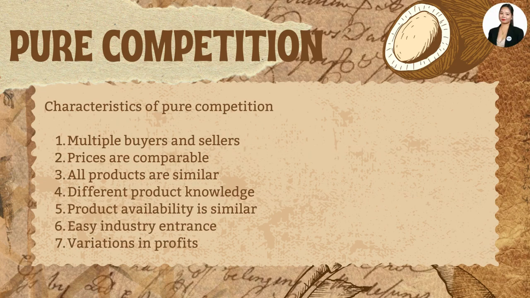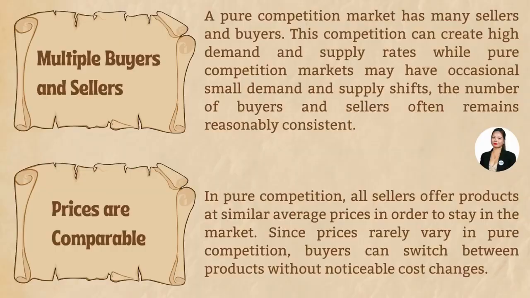Some characteristics of pure competition include multiple buyers and sellers, prices are comparable, all products are similar, different product knowledge, product availability is similar, easy industry entrance, and last is variation in profits. So in the next slide, we will discuss each one by one.